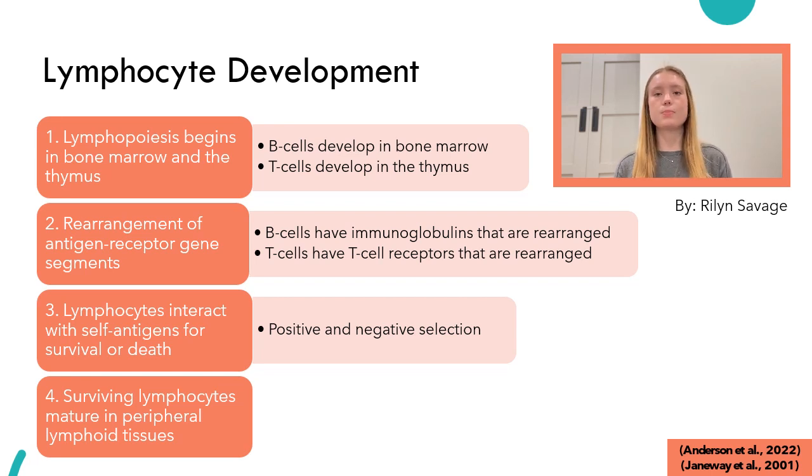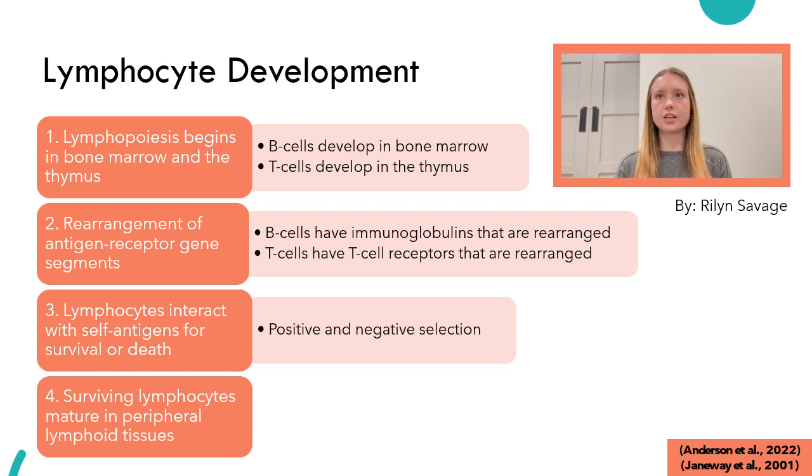Then, lymphocytes become specific towards an antigen through the process of gene rearrangement. In B cells, DNA sequences that encode for the immunoglobulins are adjusted to be antigen specific, and in T cells, T cell receptors are made of gene segments to become antigen specific.